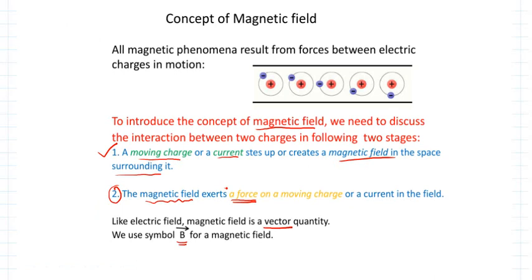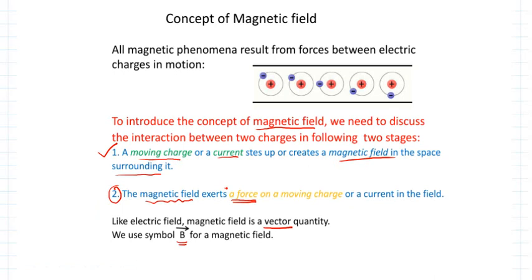Firstly, to understand the concept of magnetic field, we need to understand that all of the magnetic phenomena actually result from the forces between electric charges in motion. Yes, when we observe the free electrons moving through the conductor, we say that there is a current passing through the wire. The motion of charges through the conductor constitutes a current, right?